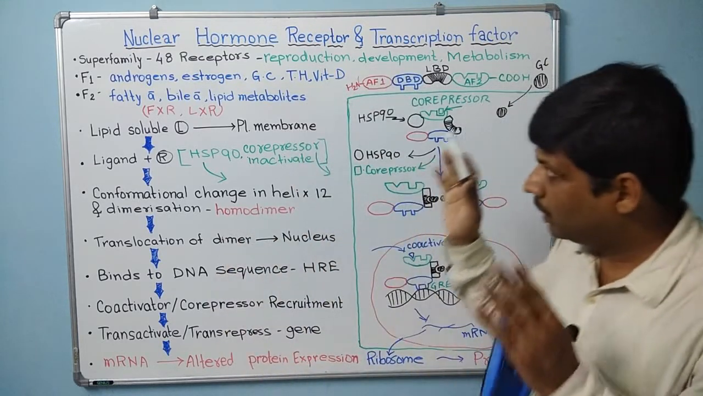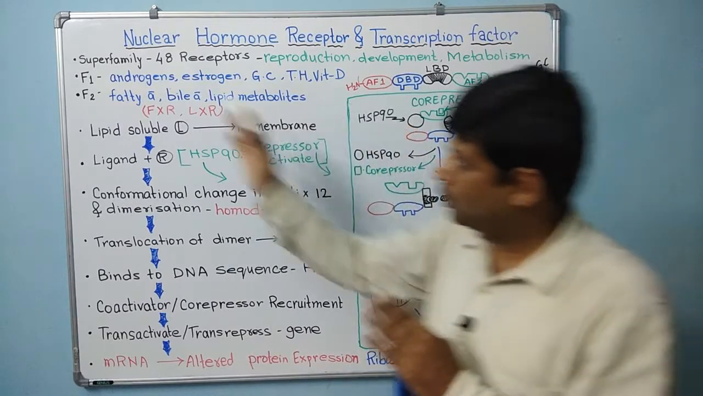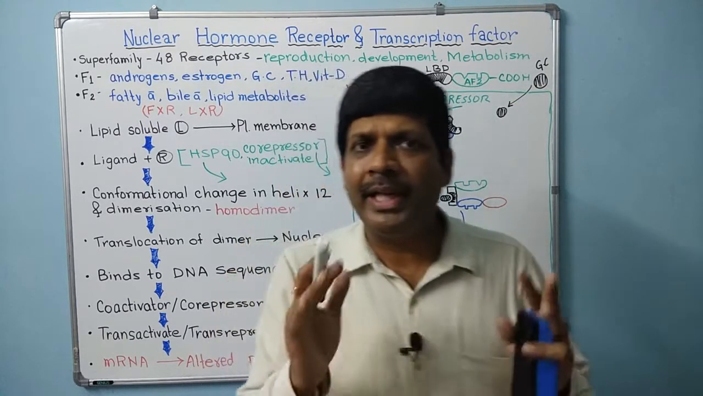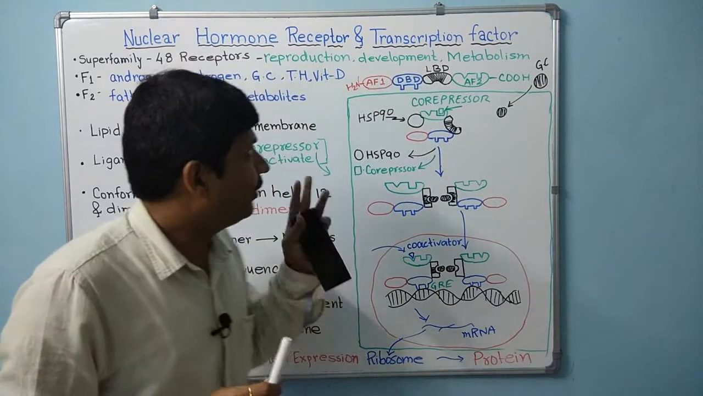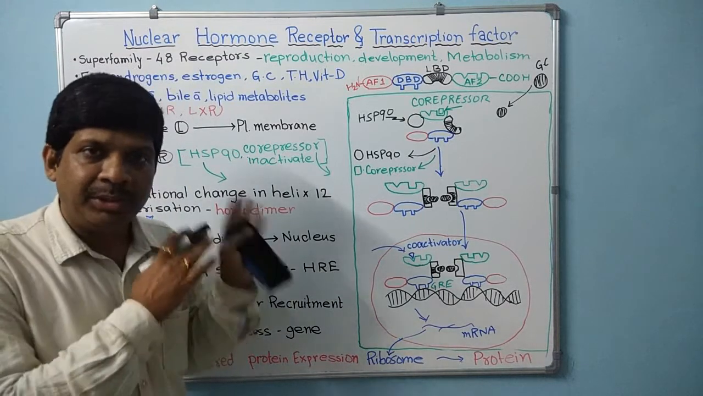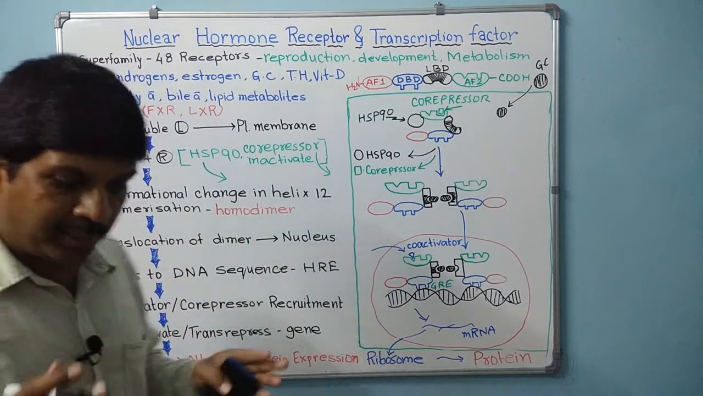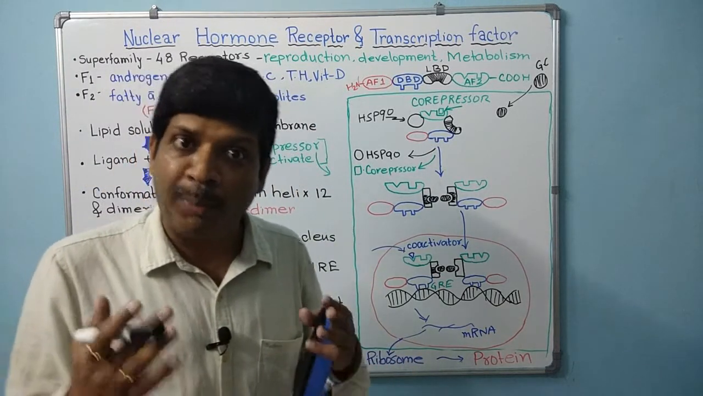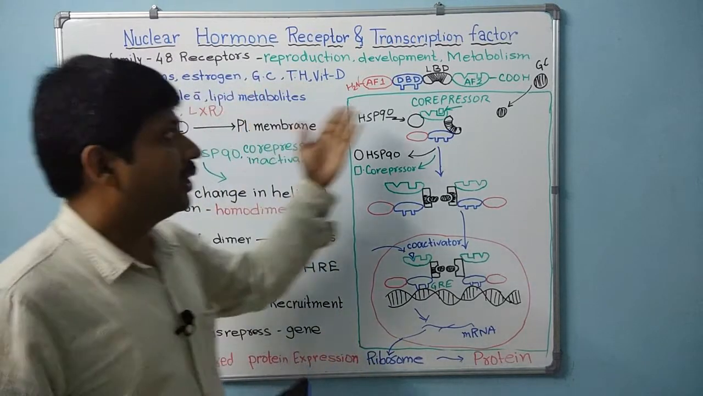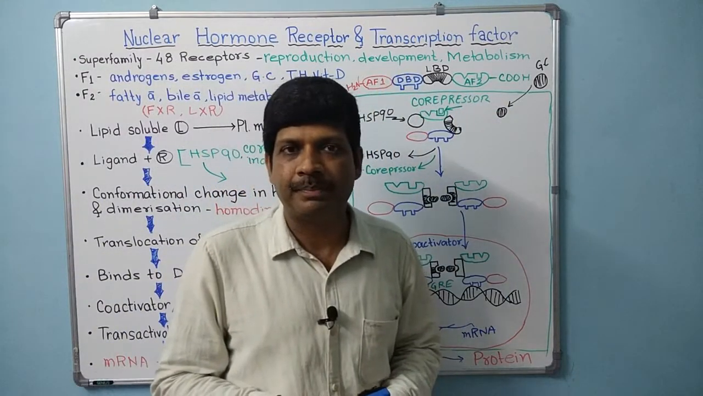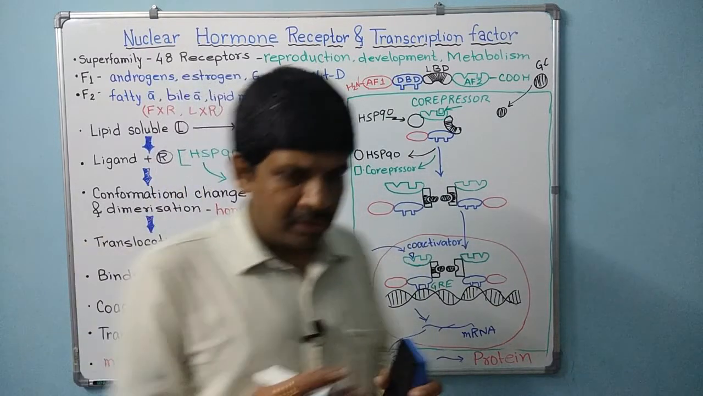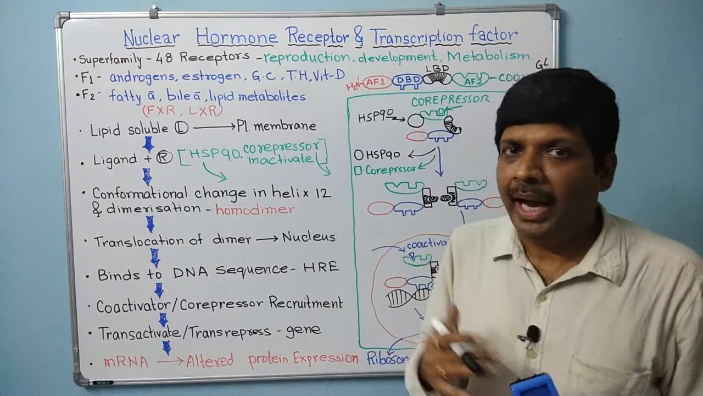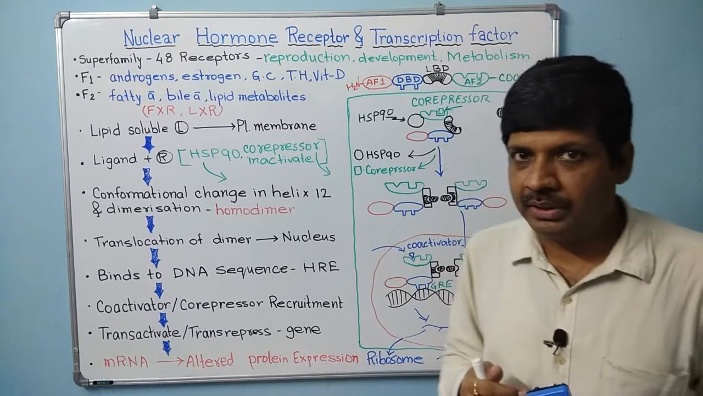So see, this type of receptor is a super family, and in that there are 48 different kinds of receptors. These nuclear receptors regulate those genes which produce important physiological functions like reproduction, development and metabolism. Based on the receptors, they are divided into different families, and there are two major families.